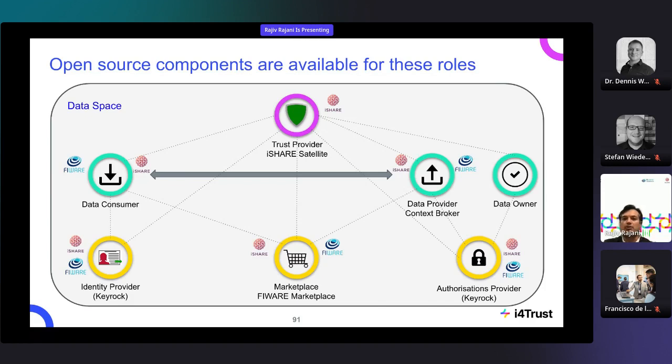But there are other components in order to secure the context broker, that is basically via Keyrock and Kong, for example. These are all provided by FIWARE as compliant iSHARE components. Then you have the identity provider, which is a Keyrock component, again complying with iSHARE specifications. There is a marketplace, the FIWARE marketplace component, which we will learn more about in a bit in the next session. The authorizations provider is based on the authorization registry role of iSHARE. Again, the Keyrock component here is made compliant with those specifications.